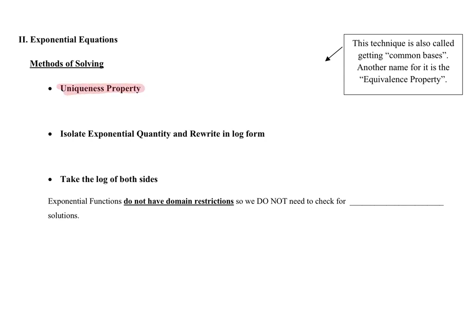The uniqueness property basically says that if you have a base raised to the power of x, and it's equal to the same base raised to the power of y, so this means that the bases are the same. B is for base, so the bases are the same. If the bases are the same, then you can set the exponents equal. So we can say x is equal to y. That's called the uniqueness property.